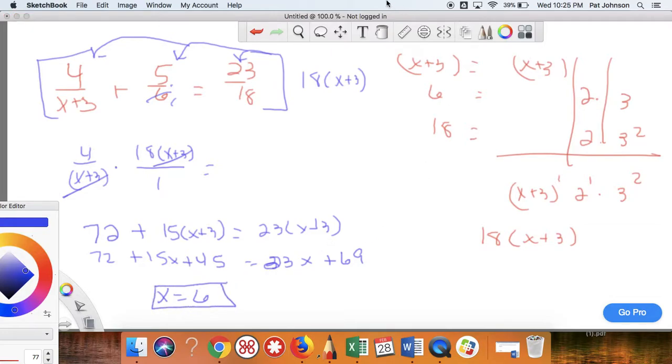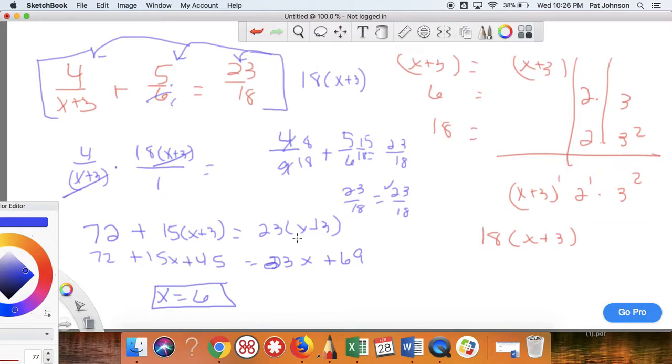But I must put it back into the original equation to make sure I don't have an extraneous solution, because when we multiply with the LCD, it can result in a false solution. So we have 15 over 6 equals 23 over 18. The common multiple is 18, so this becomes 15, and 23 over 18 does indeed equal 23 over 18. All right.